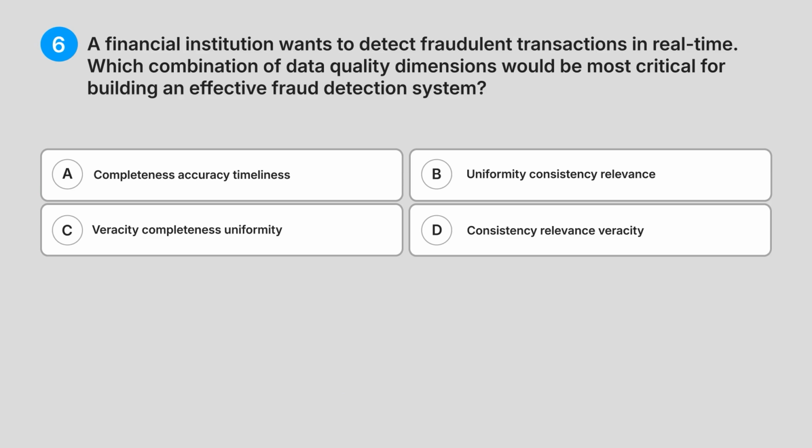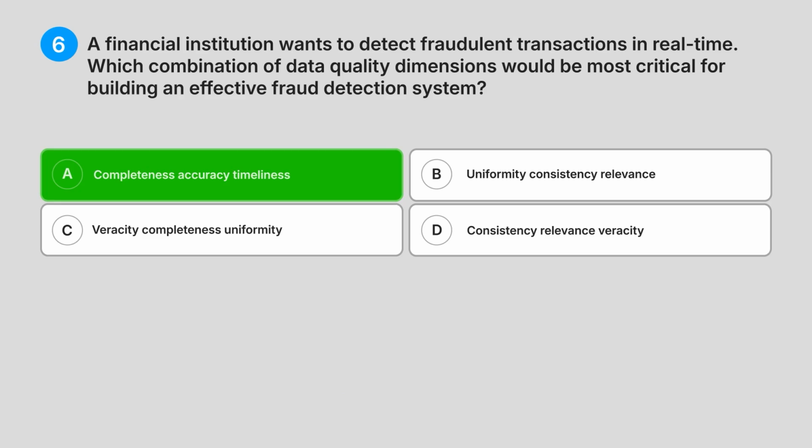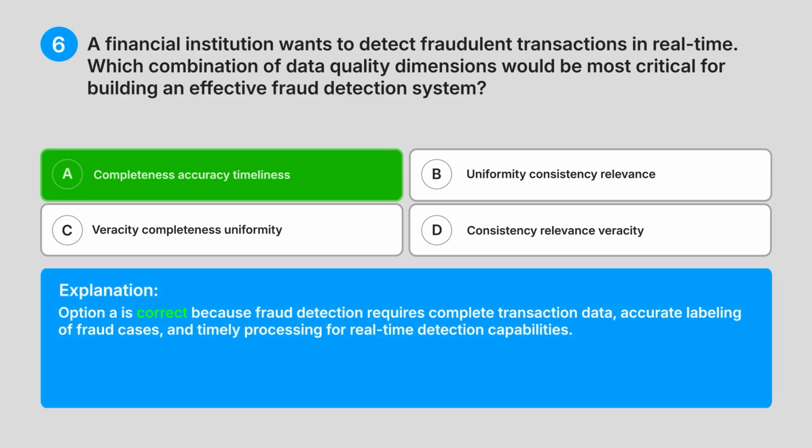Correct answer, A. Completeness, accuracy, timeliness. Explanation. Option A is correct because fraud detection requires complete transaction data, accurate labeling of fraud cases, and timely processing for real-time detection capabilities.